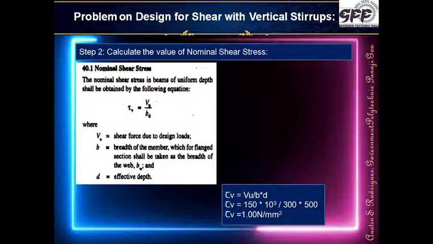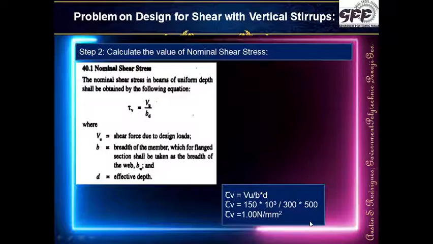Step number 2, we are finding the nominal shear stress. Now how do we get the value of nominal shear stress? We look at clause 40.1 on page number 72 of the code. Clause 40.1 goes like this: the nominal shear stress in beams of uniform depth shall be obtained by the following equation. Tau V is equal to Vu upon B into D. So tau V is equal to Vu, that is 150 we have got, divided by B, which is 300, and D is 500. So we get tau V as 1 Newton per mm square.